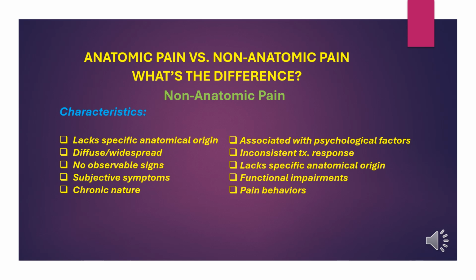And also, functional impairments. It can lead to significant functional impairments affecting one's ability to perform activities of daily living, despite the absence of clear physical findings. And finally, pain behaviors. Patients may exhibit pain behaviors such as grimacing or guarding, even without any clear anatomical reason for the pain. So these characteristics that I just mentioned make non-anatomic pain much more complex to diagnose and manage, and it requires a comprehensive and multidisciplinary approach to treatment many times.